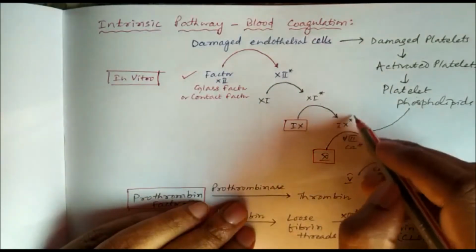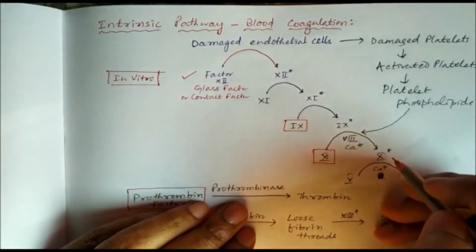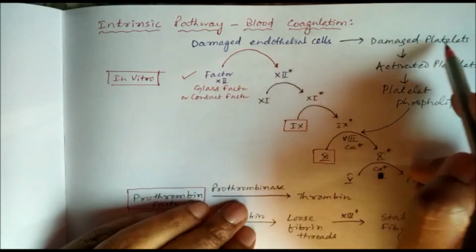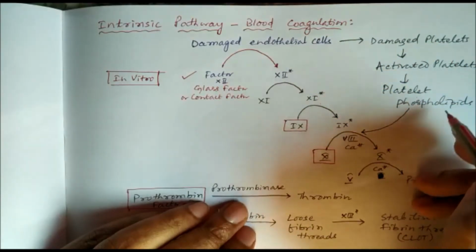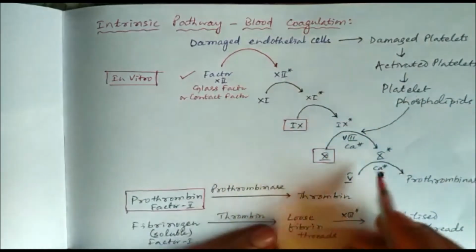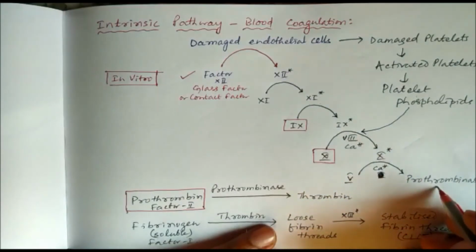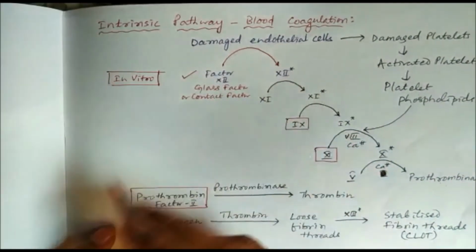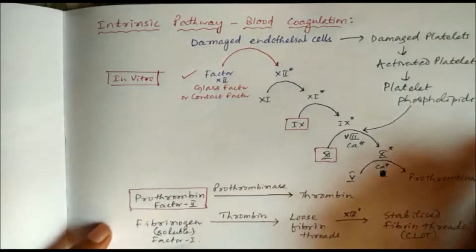In the presence of factor 8 also, this factor 10 can be activated, and it can be activated by damaged platelets, which form platelet phospholipids that can activate this also. Now this activated factor 10, in the presence of factor 5 and calcium, forms prothrombinase. So up to this point the pathway is different; after that it is the same. Prothrombinase converts prothrombin to thrombin, and then thrombin converts the soluble fibrinogen to insoluble fibrin, or clot.